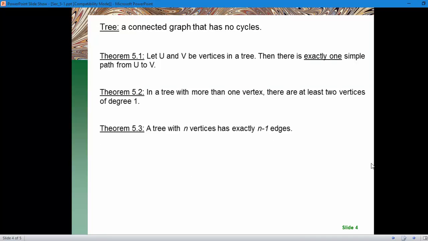Next result, theorem 5.3. A tree with n vertices has exactly n minus 1 edges. This is a very important result, and it allows us to have a better understanding of the shape of the tree. So if a tree has 10 vertices, then the tree will also have 9 edges, n minus 1. If a tree has 20 vertices, then the tree will have 19 edges. Let's see how we prove this theorem.